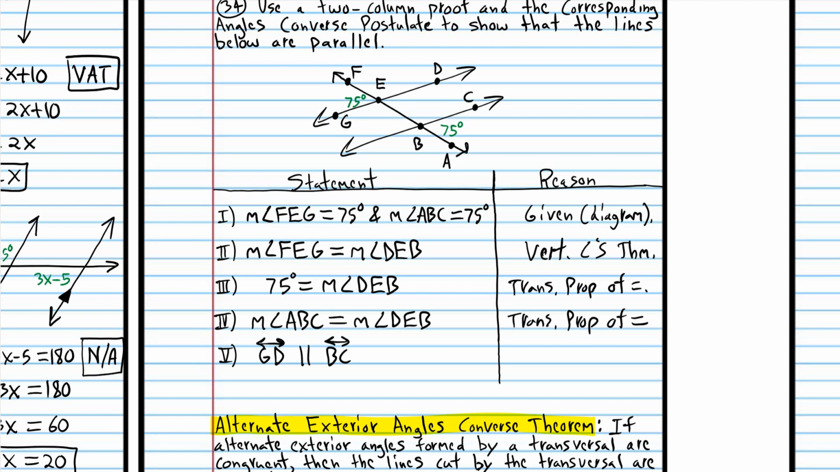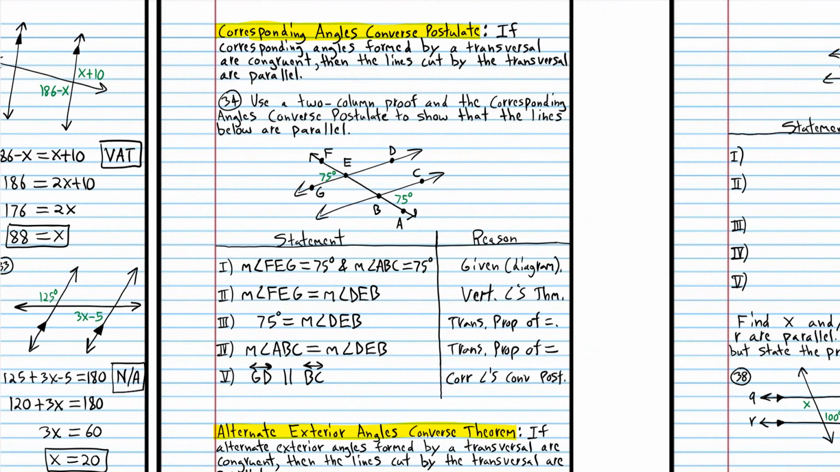And how do we know that? The corresponding angles converse postulate. And I guess I can write the actual word. So corresponding angles converse postulate. So again, we're doing the converse statements now. So this can get kind of confusing when you're going back and forth. So just go back to those original four statements, learn those, and then learn the converses. All right, so on to the next problem.